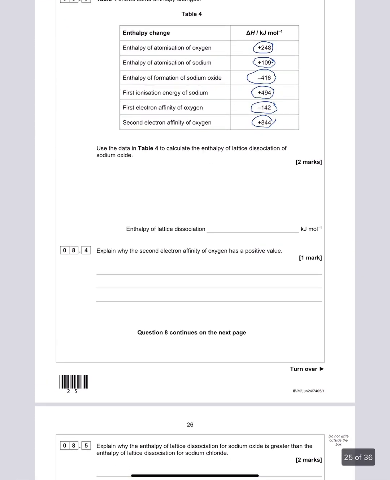The next question, they ask you to explain why the second electron affinity of oxygen has a positive value. Remember that for the second electron affinity, you have a negatively charged ion which gains an electron. So there will be repulsion between the negatively charged ion and the electron that is gained. So this is why it will have a positive value. So this is because the oxygen ion will repel the electron being added. And that will give you the 1 mark needed for this particular question.